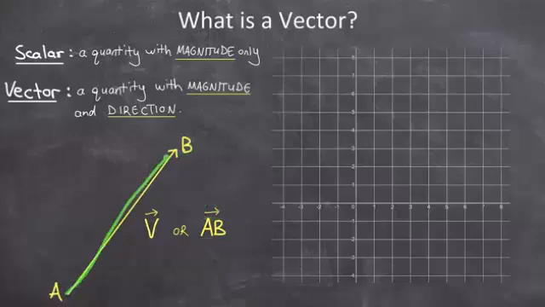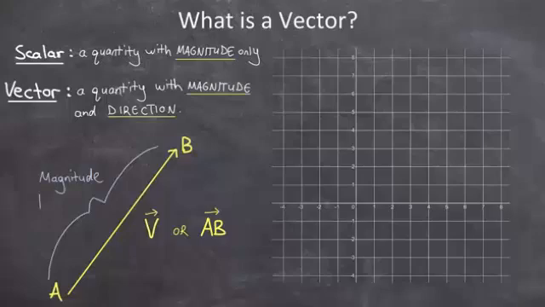Now this vector has both a magnitude and a direction. Its magnitude is represented just by the length of this line. And if you put vertical lines around the name of the vector, that means the magnitude of the vector. The direction of this vector is communicated by the arrow that's at the tip of the vector. That shows what direction it's going in.